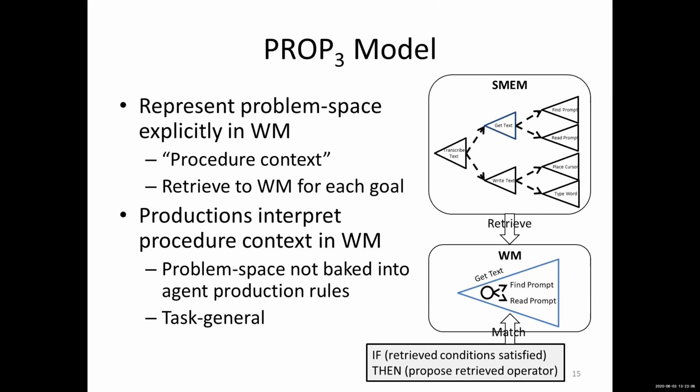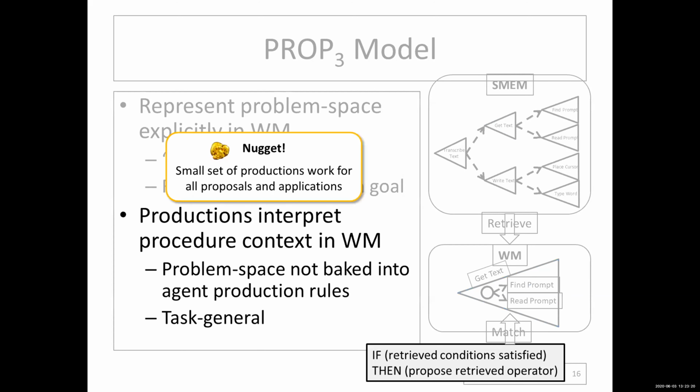This means that you can have a task general agent that can do any problem space as long as it's instructed by this procedure context structure that's retrieved into working memory. And none of the problem space is baked into the agent production rules. So this is our first big nugget about this model. You have a small set of productions that work for all proposal and applications rules. It's general to whatever the architecture is capable of.